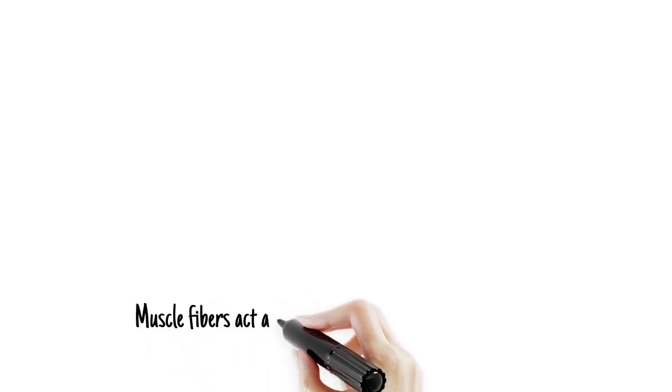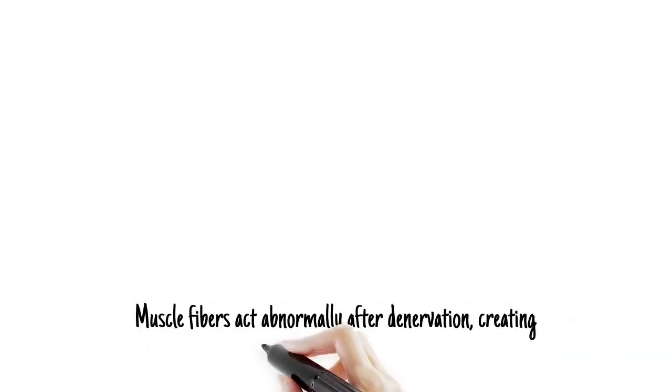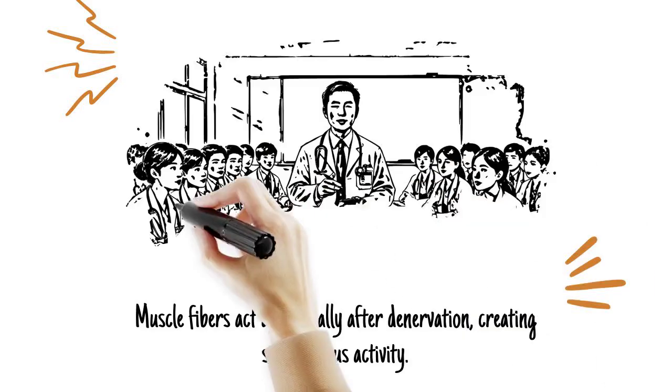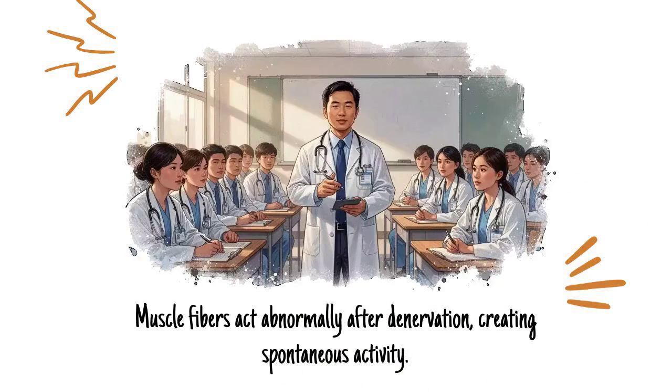Once denervation has occurred, individual muscle fibers begin to behave abnormally on their own, generating spontaneous electrical activity without any nerve signal driving them. This spontaneous activity comes in two forms, each with a different scale and a different clinical meaning.